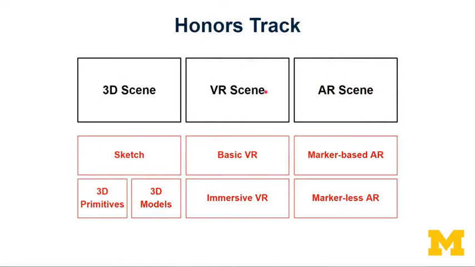So the honors track consisted of these 3 steps, right? At the highest level, we created a 3D scene, a VR scene, and an AR scene. And we did all these steps here. We did probably mostly basic, but maybe even immersive VR. It depends a little bit on equipment and how much time you want to put in. A lot of the tasks were optional, so keep that in mind.